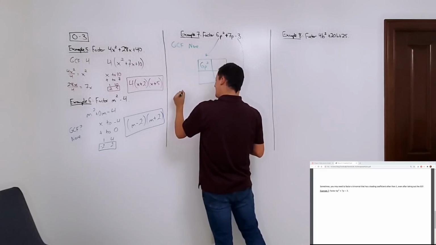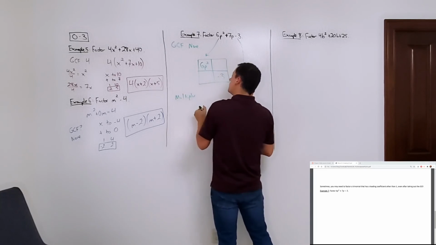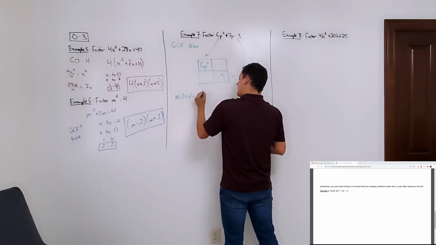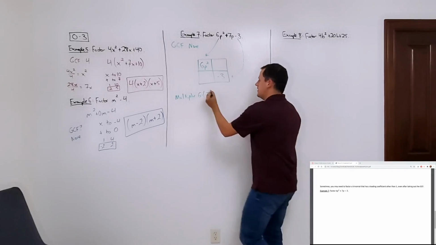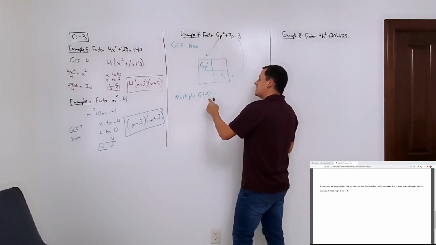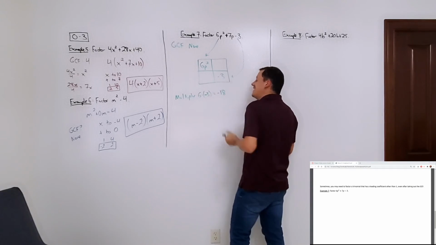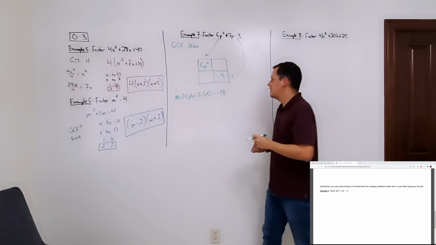Multiply. So we're going to multiply 6 times negative 3. Sorry, that's a negative sign. There we go. 6 times negative 3 is negative 18.